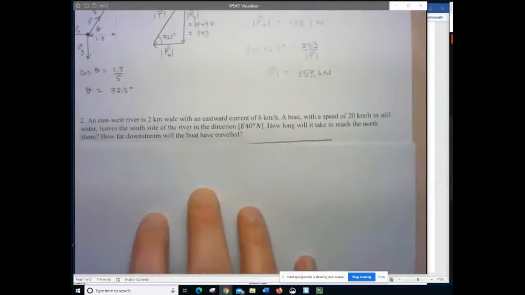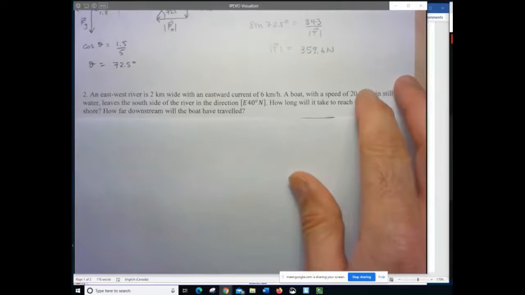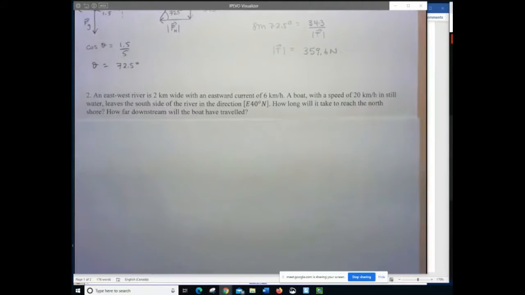Okay. And here, you've got a few things going on. So you have two velocities that are going to be summing up to give a ground velocity, or a resultant velocity. You have the current, which is eastward, and then the water velocity, in other words, the velocity that the rower is pointing the boat at. Okay. So they want us to know how long it'll take to reach the North Shore and how far downstream the boat will have traveled.